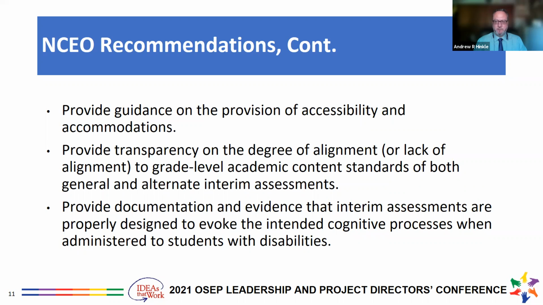Recommendation 4 is to provide guidance on the provision of accessibility and accommodation. State education agencies and local education agencies need to engage with vendors to develop guidance and policies on accessibility and accommodation. The next recommendation is to provide transparency on the degree of alignment or lack of alignment to grade level academic content standards of both general and alternate interim assessment.